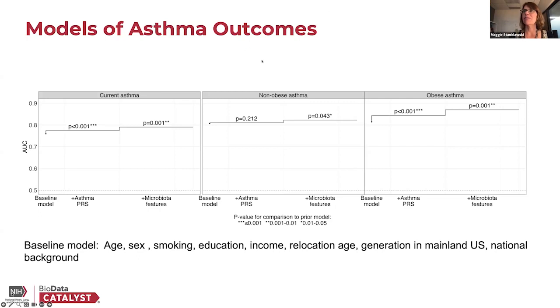When we look at the outcome of non-obese asthma, the asthma polygenic risk score actually does not improve the model above baseline risk factors. The microbiota features do. And then for obese asthma, both pieces of information improve our models.